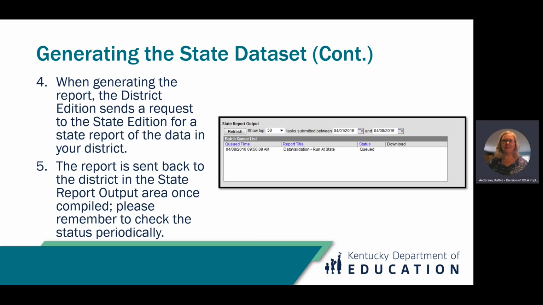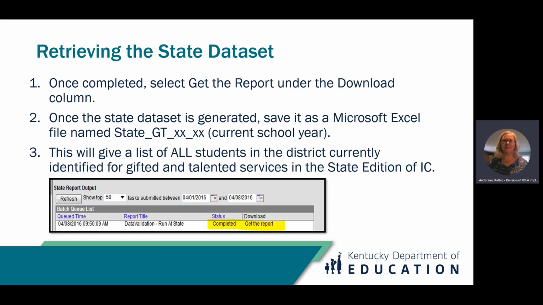When generating the report, the District Edition sends a request to the State Edition for a state report of the data in your district. The report is sent back to the district in the State Report Output area. Once compiled, please remember to check the status periodically. Once completed, select Get the Report under the Download column.